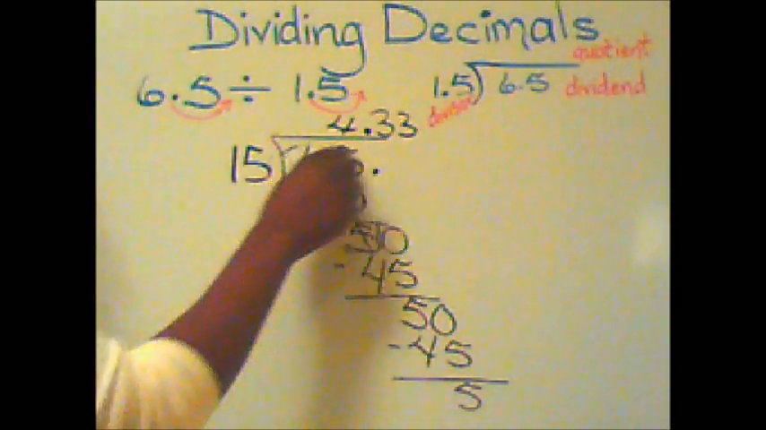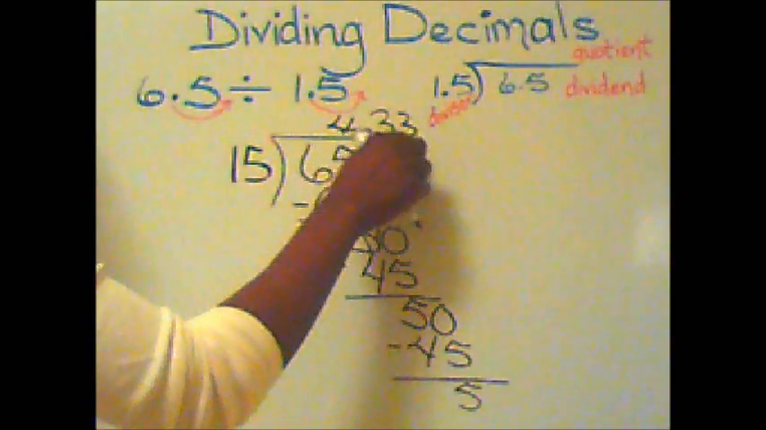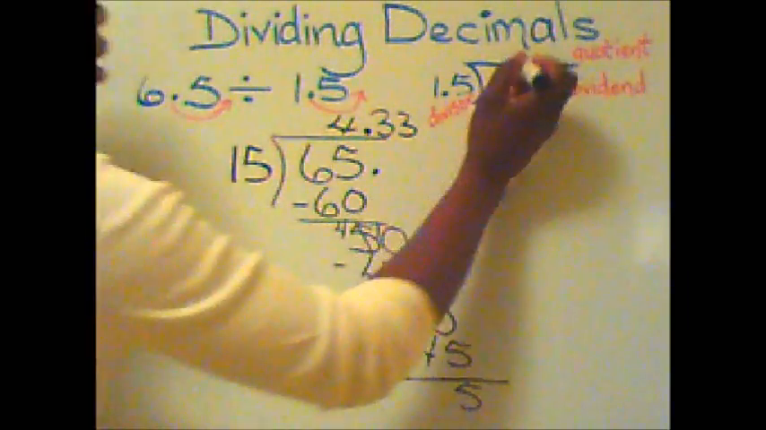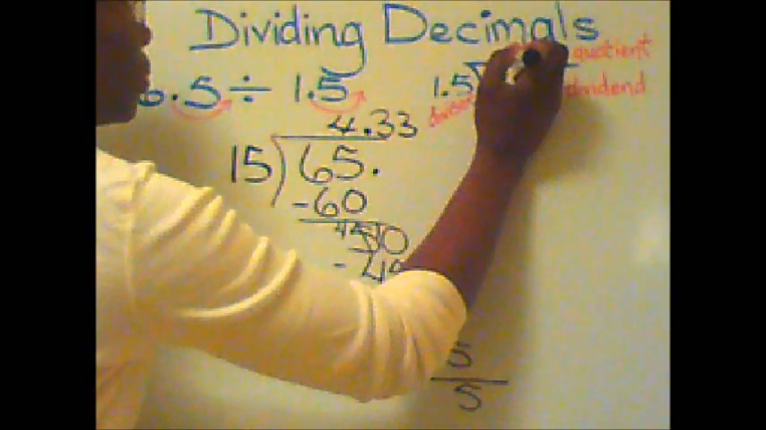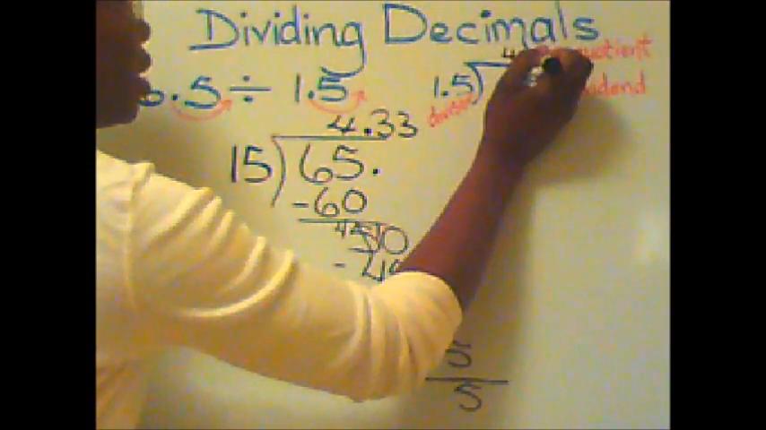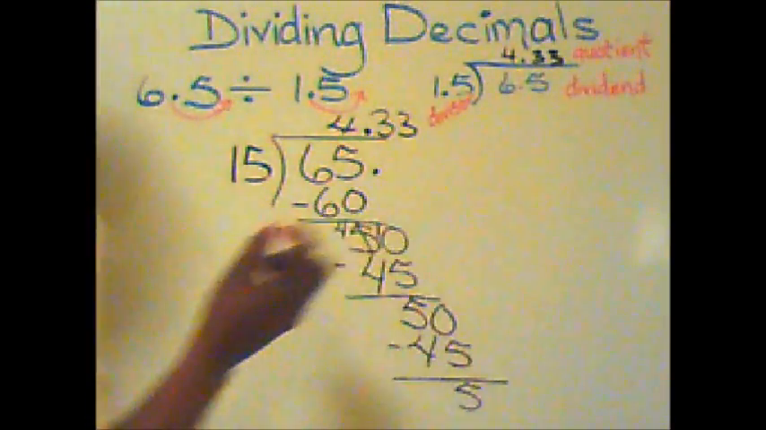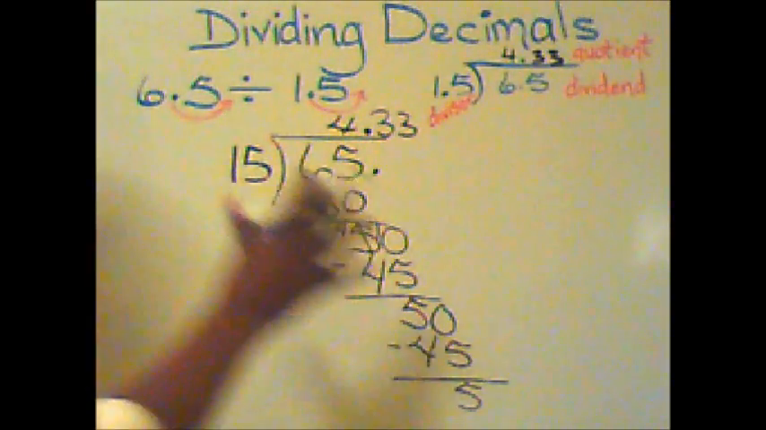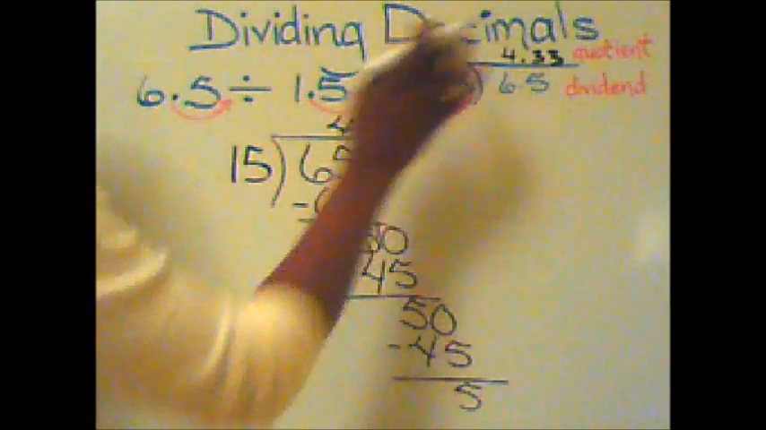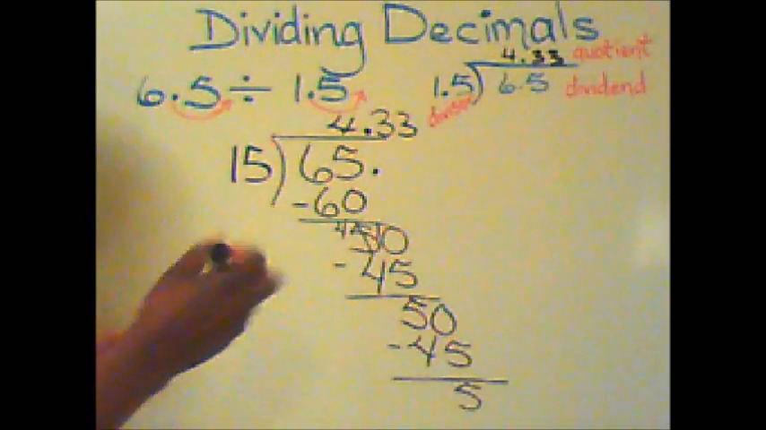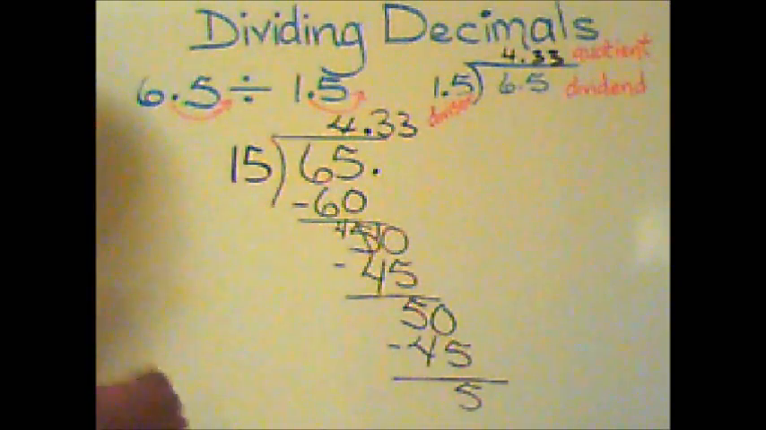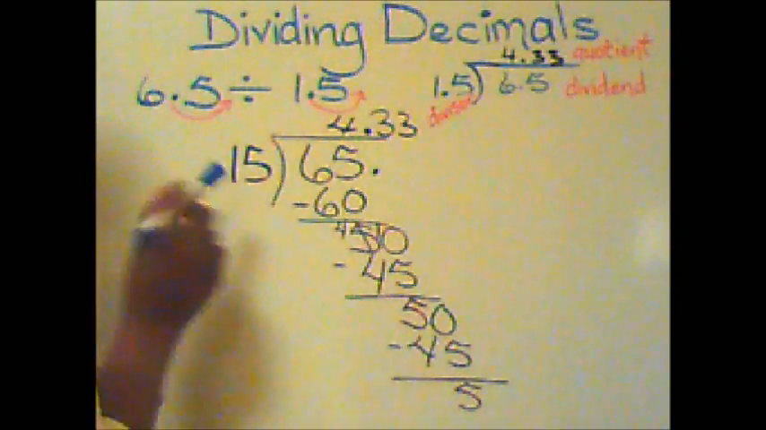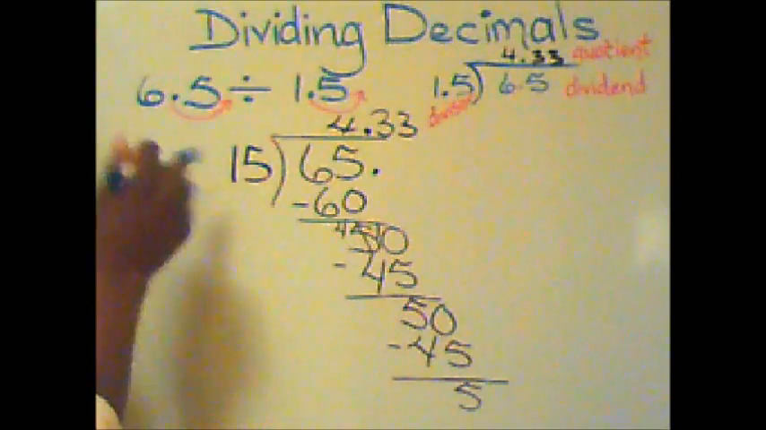So now when I look at my number, I notice that I have 4 and 33 hundredths as my quotient. So I'm going to write 4 and 33 hundredths as my answer. Now, if I want to find out if this quotient is correct, I can do a check. To do my check, I will multiply my quotient by my divisor.